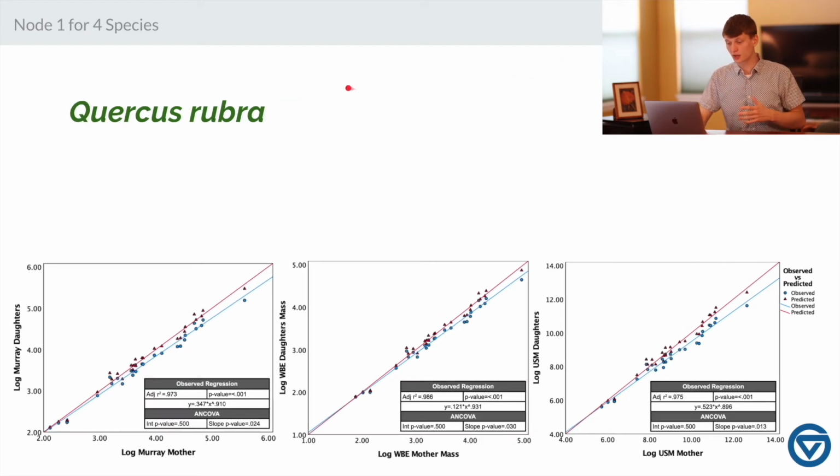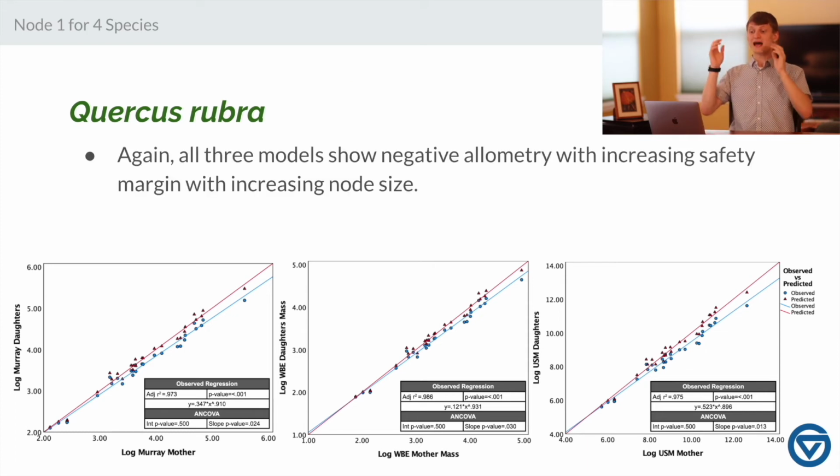Moving over to Quercus rubra, here again, we also have R-squareds all over 0.95. I want to talk about it briefly because, again, all three models show negative allometry with an increasing safety margin associated with increasing node size. It's the exact same story as Acer saccharum, which I just talked about. Murray's law: as the nodes get larger, they are less hydraulically efficient, less likely to experience embolism. West-Brown-Enquist: as the nodes get larger, they're supporting less mass than they theoretically could. USM: as the nodes get larger, the branches are less likely to break off.